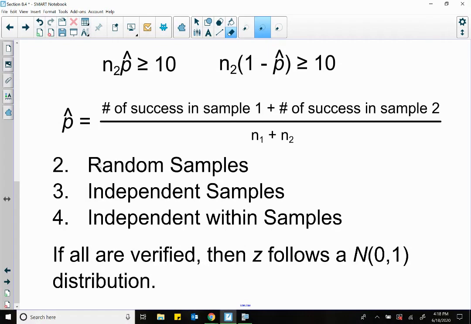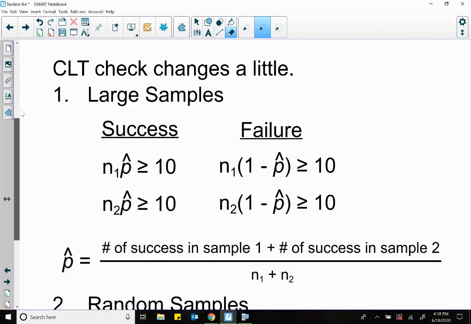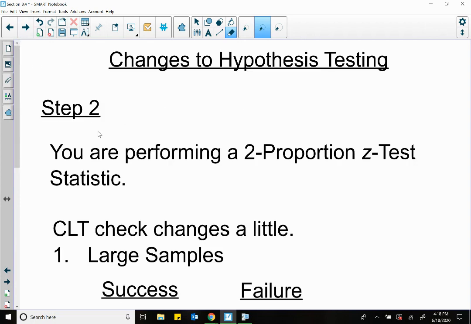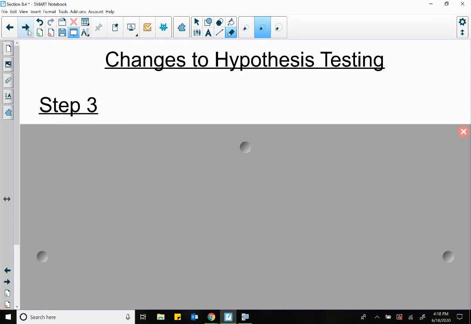All right, so there we go. There's just some small things to step 2. So a new test statistic that we're running and a couple of changes to the CLT. And then finally in step 3, I want to show you the math that your calculator is running. You can run this by hand, but I don't want to. I've got technology to help me out.